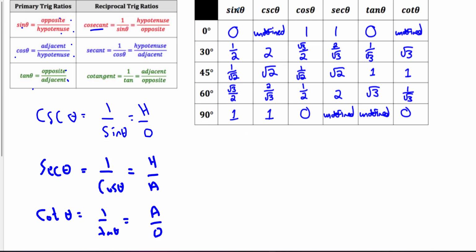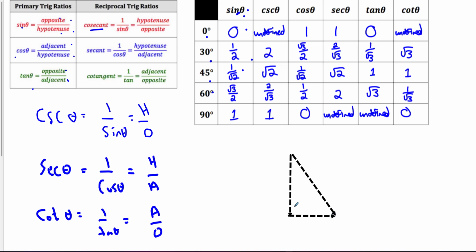So here, if I have sine of 0 is 0, sine of 30 is 1/2, sine of 45 is 1 over root 2, sine of 60 is root 3 over 2, and sine of 90 is 1. Where did I get these values from? Well, if you remember from yesterday's lesson, we did special triangles.